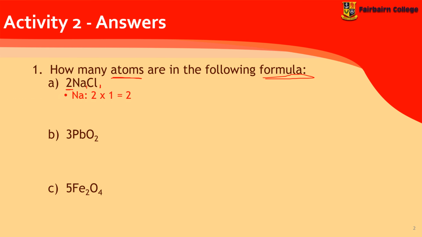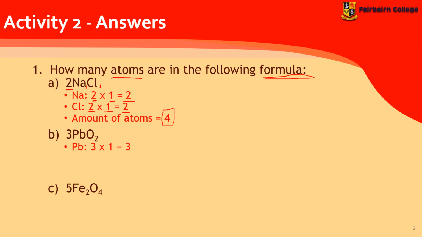So first, the sodium, we say 2 times 1 because there's 2 molecules and there's 1 atom in each molecule. So there's 2 atoms overall. And then for chlorine, it's the same. So there's 2 molecules, 1 atom, 2 atoms overall. And then if we add them up, then we have a total of 4 atoms. Okay, let's look at the second one.